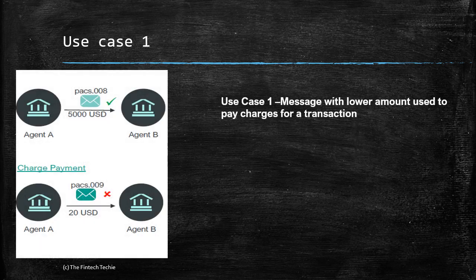Let us try to understand with some use cases to make it very clear. In the first use case, you see the first message, which is a customer credit transfer, a pacs.008 of 5000 USD. The same agent sends a pacs.009 bank transfer for the settlement of the charges related to the same transaction. Now the second message is going to be nacked, because the two amounts are beyond the tolerance limit. Ideally, the pacs.009 should have used a different UETR reference number.